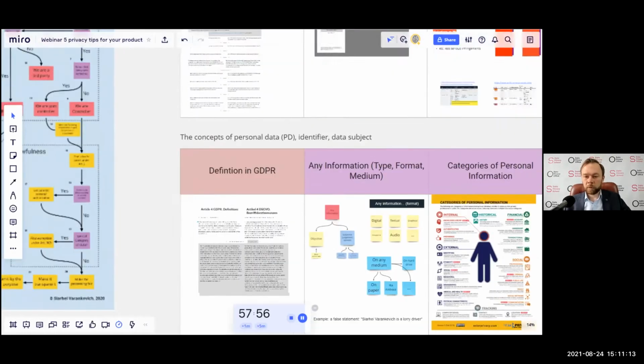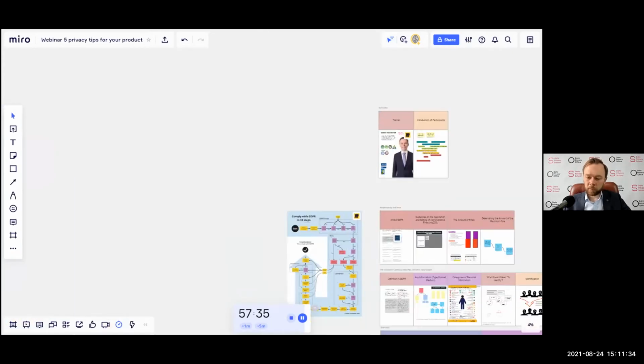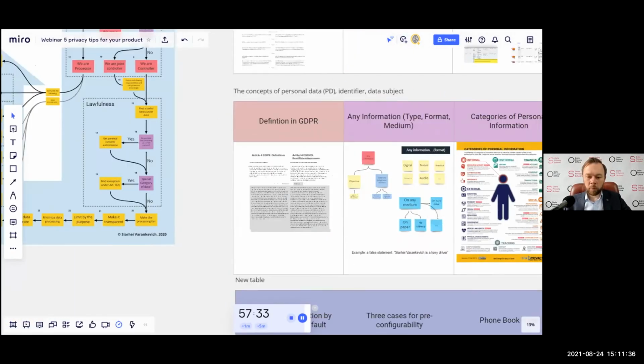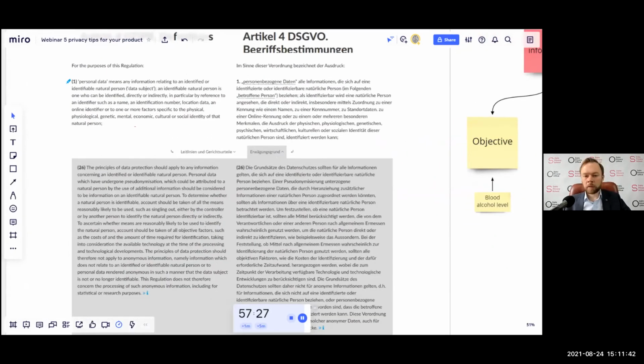Let's start with the first point regarding the identification of the data subjects and internal identifiers that you use in your software, in your systems for singling out your users. According to the GDPR, personal data is any data relating to an identified or identifiable individual. It means that personal data includes not just the identifier itself, but any data connected with the identifier.